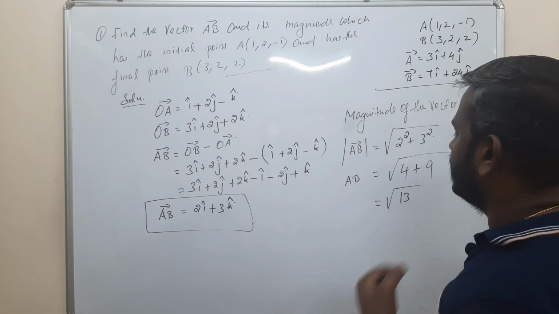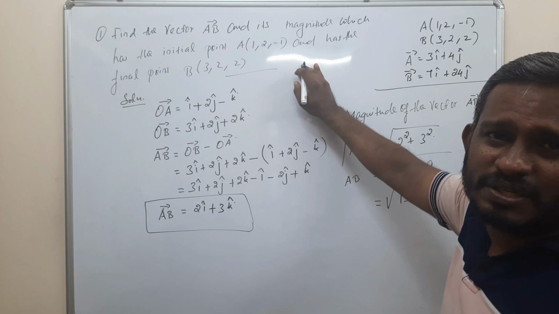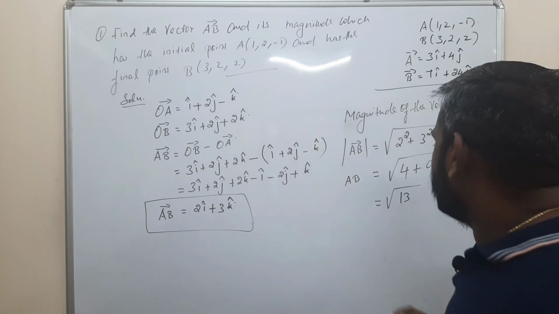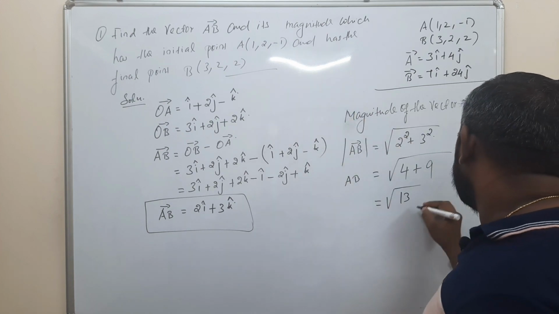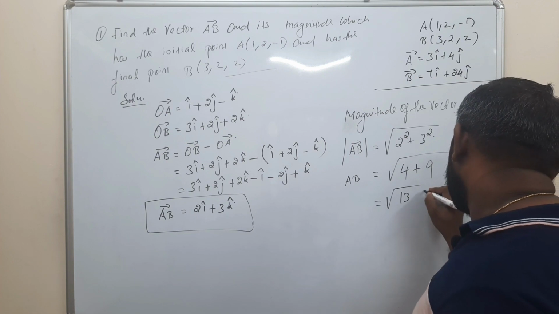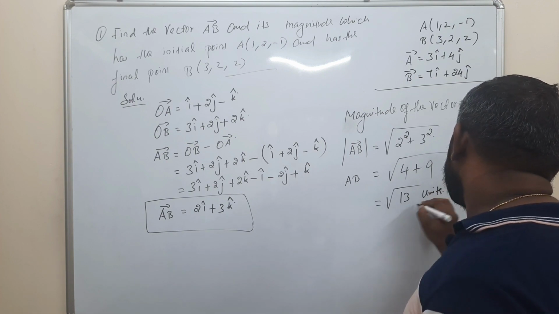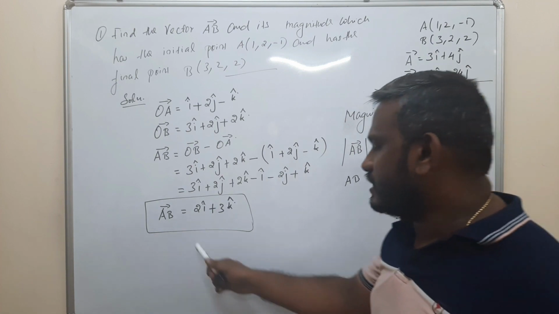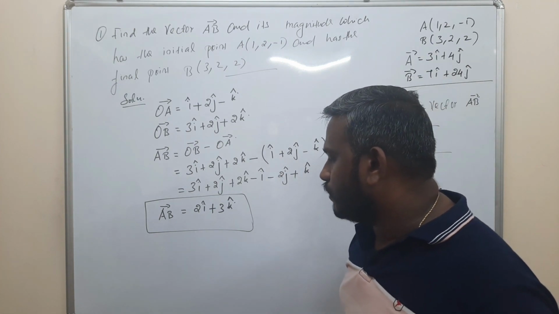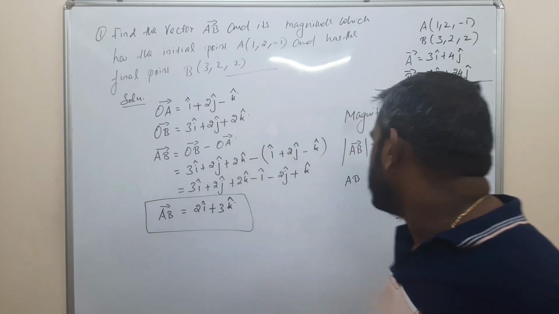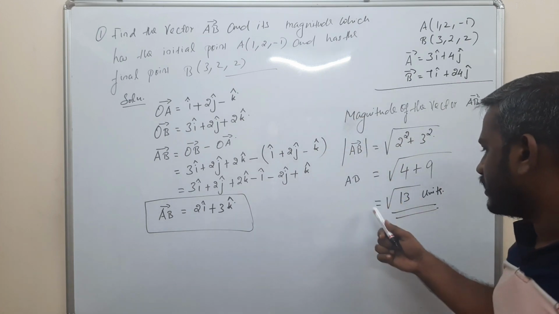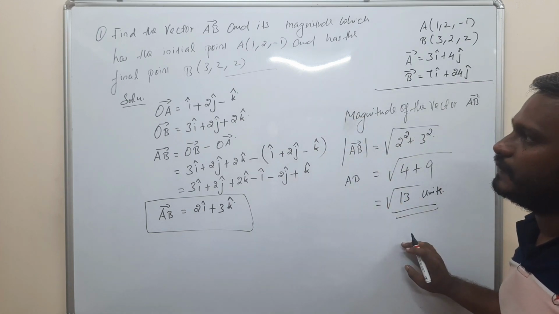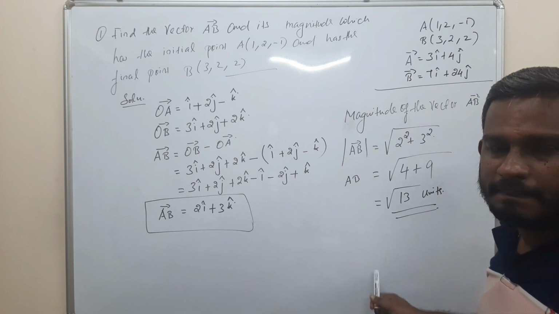Okay, 13. So the unit is not given. So we can write AB is equal to root of 13 units. Okay, so this is the magnitude. So this is the AB vector: AB vector is equal to 2i cap plus 3k cap. So the modulus of this vector AB is equal to root 13 units. Clear?